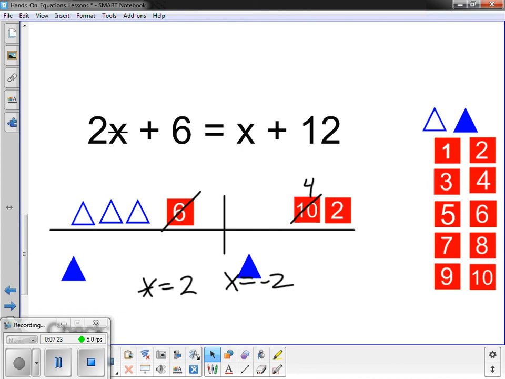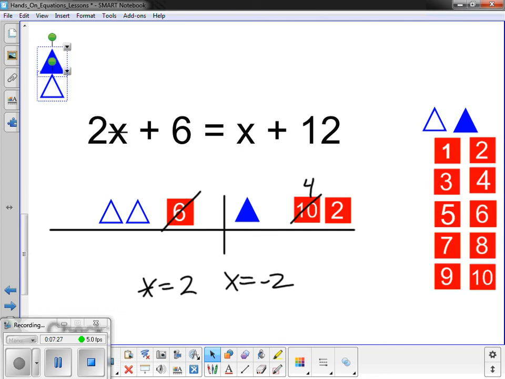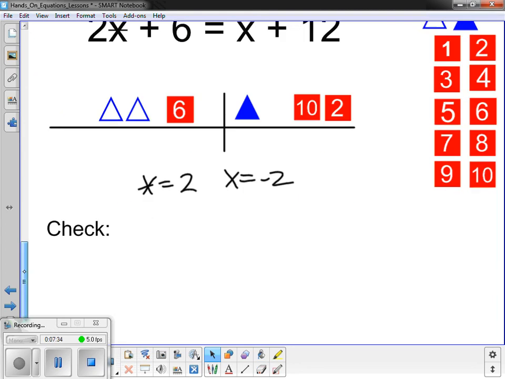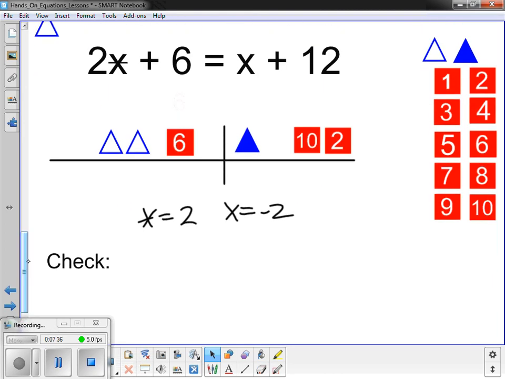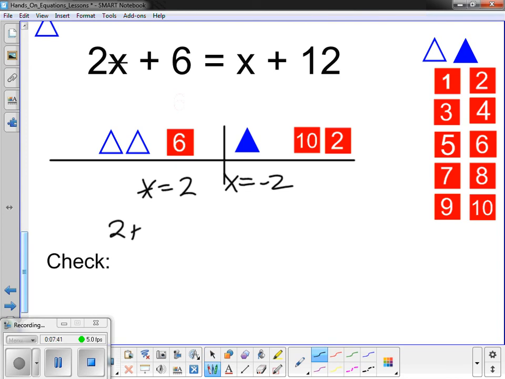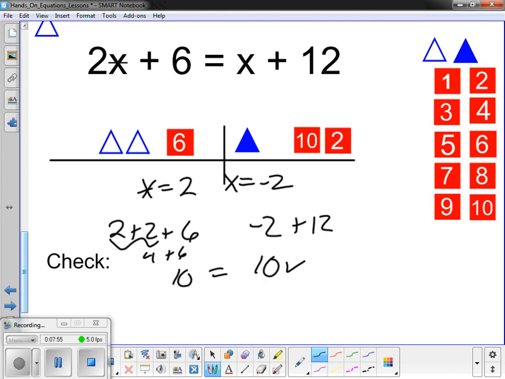Okay, now I'm going to set my problem back up and eliminate these two guys here because they're the ones I brought in. Don't need them. Eliminate my number transfer, and now I'm going to check my answer. Always got to check. So let's see. I've got 2 plus 2 plus 6, and I've got negative 2 plus 12. 2 plus 2 is 4, plus 6 gives me a 10. Negative 2 plus 12, opposite sign, subtract. So that gives me 10. 10 equals 10. That works out.